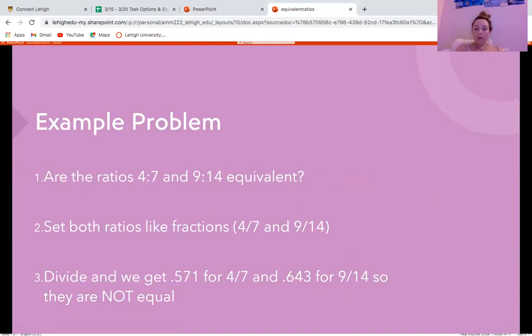So that's all the example problems I have, but honestly this process is very simple. We just take the ratio, we set it up as a fraction, and we just divide it. So again, 4 to 7, we just set that as 4 over 7, and then 9 to 14, we just set that as 9 divided by 14. And then, like I said, since these decimals were not equal, we know that they're not equivalent to each other. But that's basically the process.